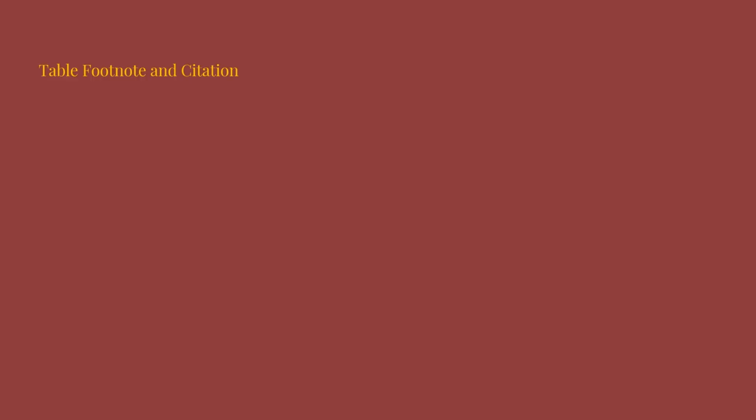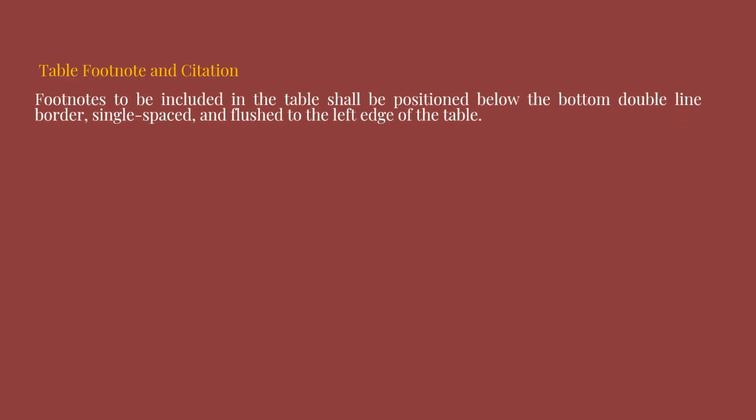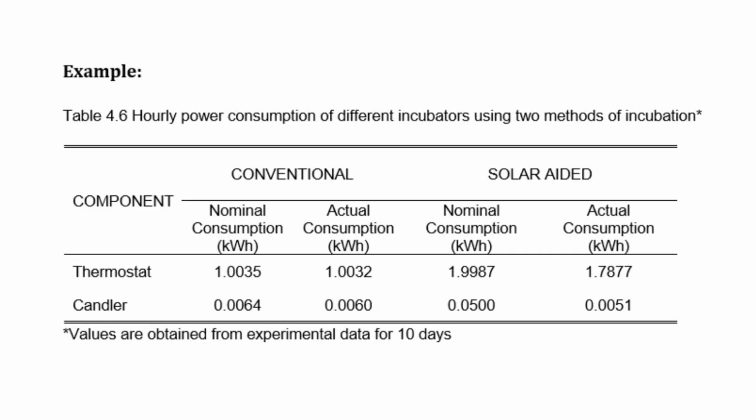For the table footnote and citation, they should be included in the table and shall be positioned below the bottom double line border, single space and flush to the left. So you have here the footnote. Say for example, you want to emphasize further what this table really means, just like this case here, where the hourly power consumption of different incubators using two methods of incubation is presented, the authors use the word asterisk, and this asterisk is further elaborated as a footnote.